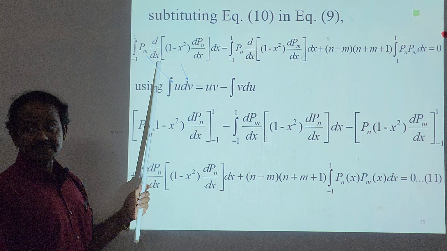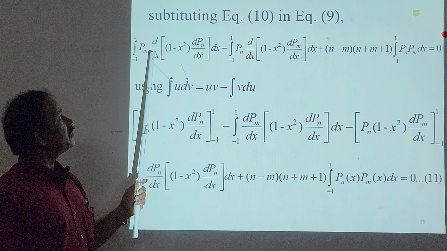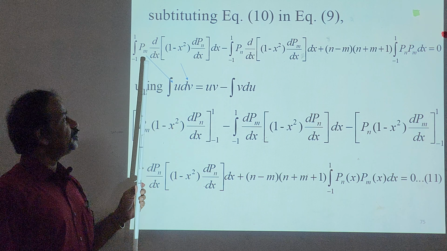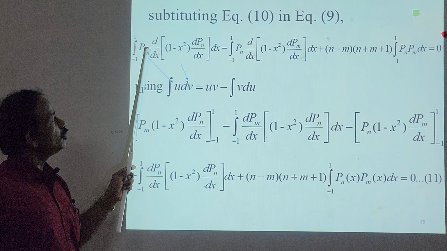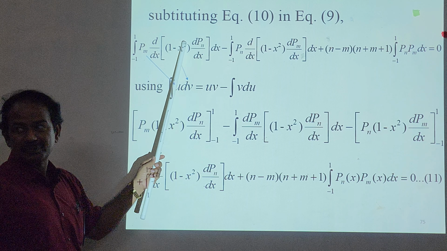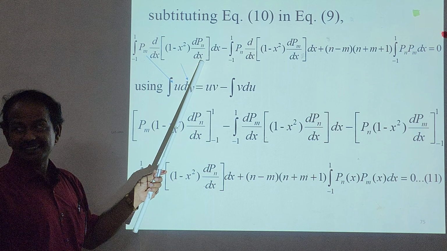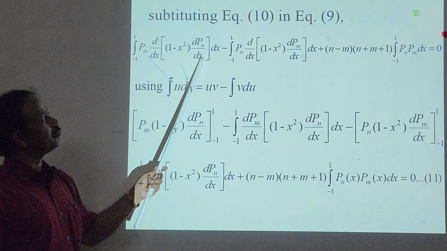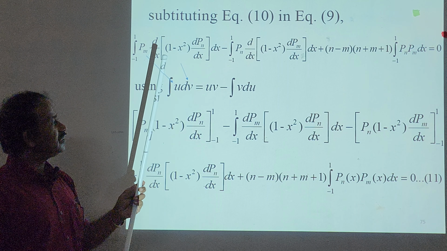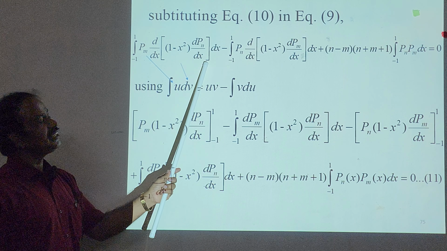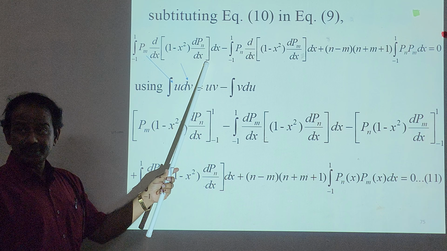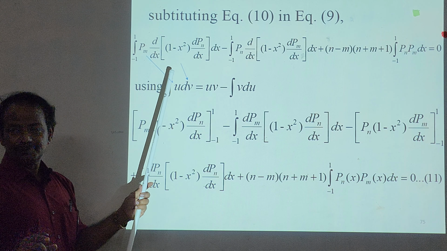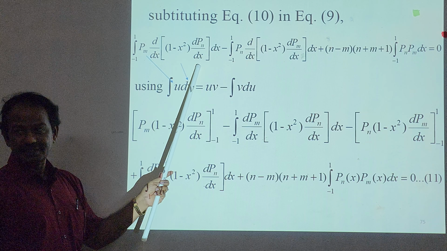Now look at the left hand side expression. We can integrate this by the u dv method. So we are going to consider this as u, and this totally as dv. If it is dv, what is v? v is nothing but 1 minus x squared dpn by dx. Correct? See here, your dv is totally d by dx of 1 minus x squared dpn by dx. So v is this, as the derivative will go off.